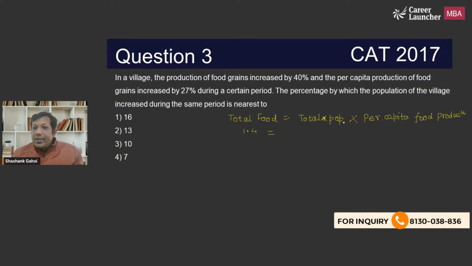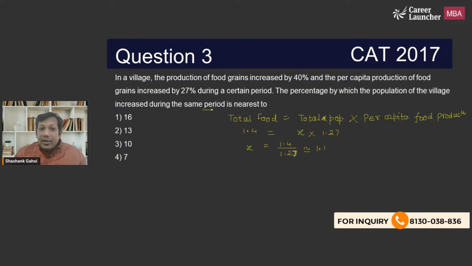So total population increased by some percent. So what is the multiplying factor going to be, let's say x. I don't know what it is, into per capita. If it was 100, it has become 127, or I would say initially it was 100%, it has become 127%. So 127% can be said as 1.27. Okay, so what is the value of x? That is going to be 1.4 divided by 1.27. So this value comes out approximately to be 1.1.